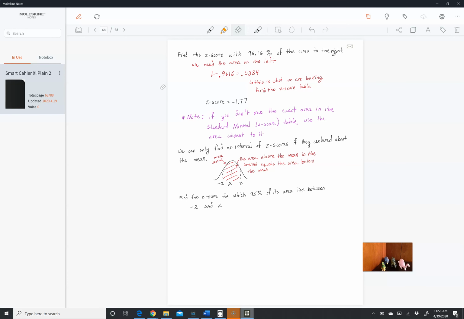Okay, so let's talk about how we do this, okay? So what we're doing is we're saying 95% falls within this interval. Well, if 95% falls within this interval, how much falls outside of the interval, okay? So we already know this because we know that if it's not inside the interval, it's outside the interval. So if 95% falls in, then 5% falls outside.